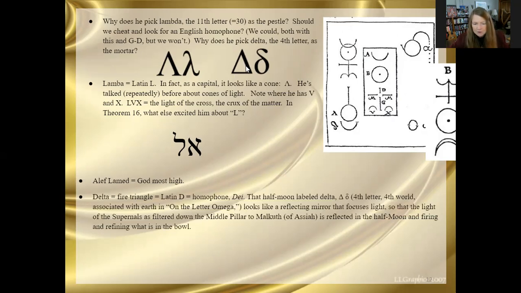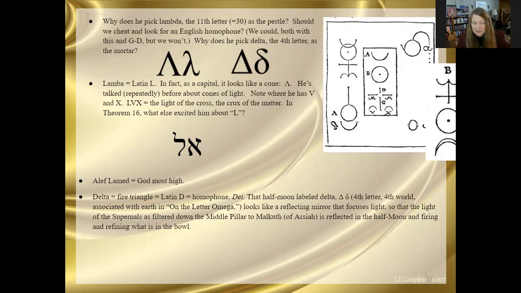I'm giving you a capital delta here too, because it would just be implicit to him. It's a fire triangle. Delta is associated with a fire triangle long before D's time. It's the Latin D. It's a homophone also with the Latin word for God.